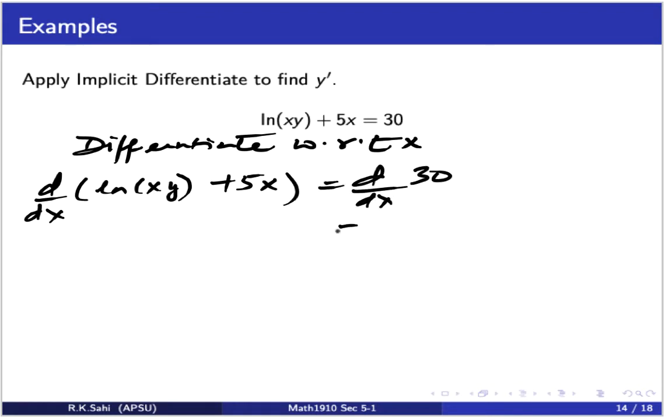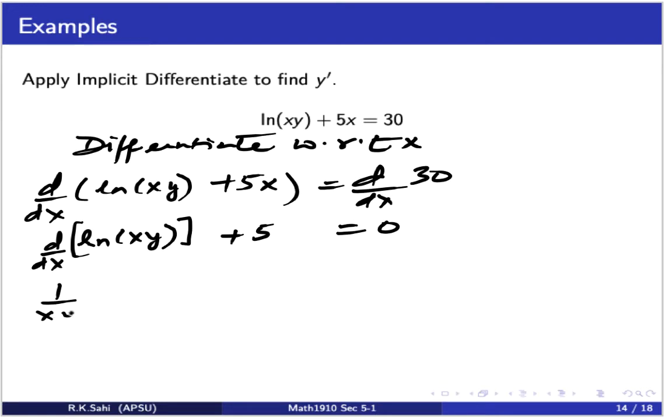Now the differential of 30 is easy, it's 0. Here we're going to have the differential of natural log of xy plus the differential of 5x. The differential of 5x is simply 5. Now it's the natural log of the differential of xy. That's the one we have to look at. Notice the natural log is the first one you have to work on. It's like a chain rule, remember. So it's going to be 1 over xy times the differential of xy, plus 5 equals 0.